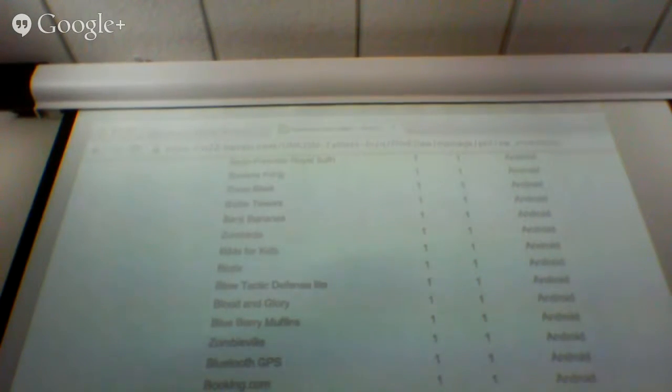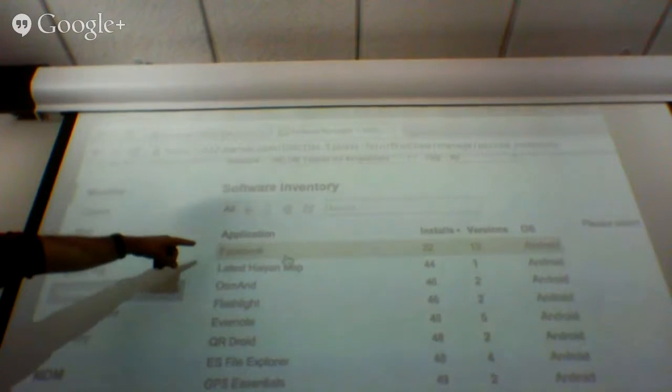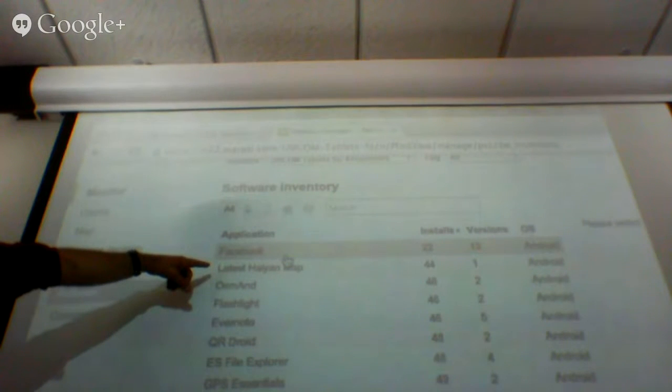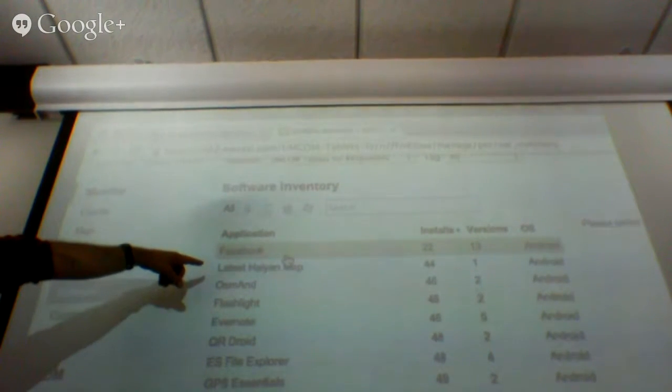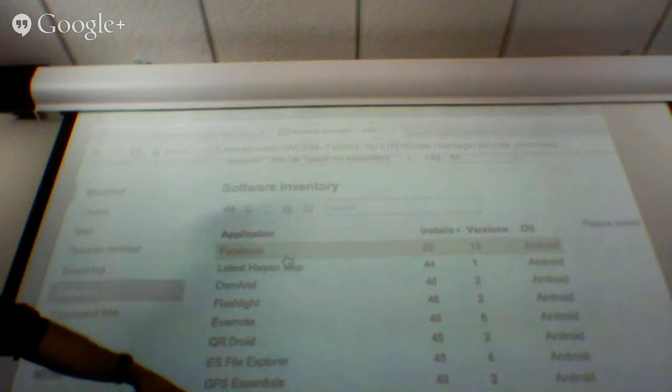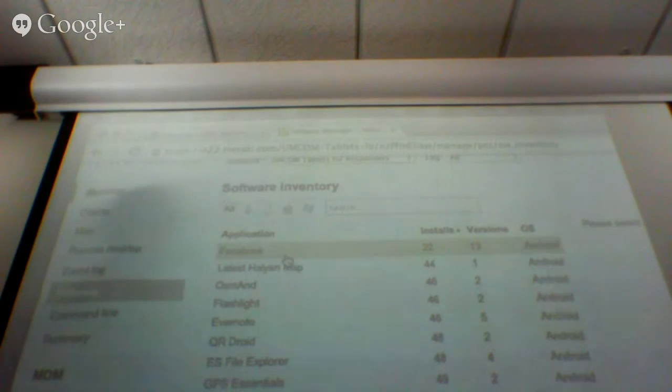Are they aware of this? Yes, they are. So how do you handle privacy in this situation? Well, we told them that we were going to track usage. So like here, Facebook's been installed on 22 of them. The latest map of the area was installed 44 times. They've done updates to the system manager, the Adobe Reader. So we can look at what content they put on, what content they're using, what applications they're using. Are they using it for maps? Are they using it for Candy Crush? What are they using the tablet for?